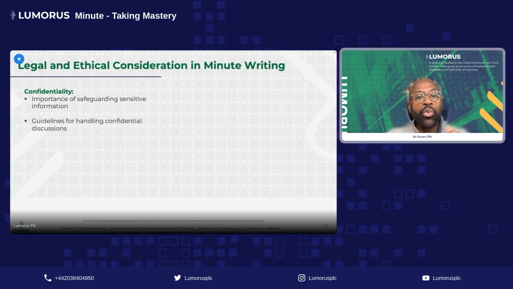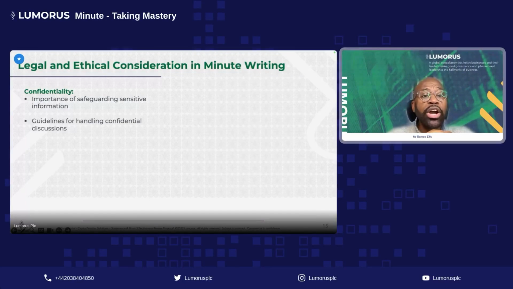But because we have to maintain this level of confidentiality as minute takers and company secretaries, sometimes we have to refuse to disclose certain information. So it means we have to be aware of what we can disclose and what should remain confidential. We must have clear guidelines on handling confidential discussions, especially in minutes that are accessible by a much wider audience. And when you're taking minutes that will also go to the regulators, you have to balance that.